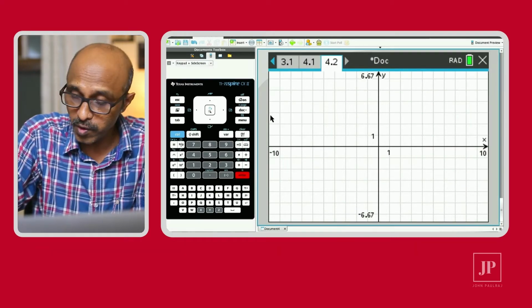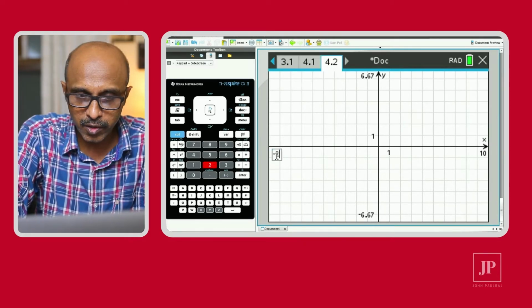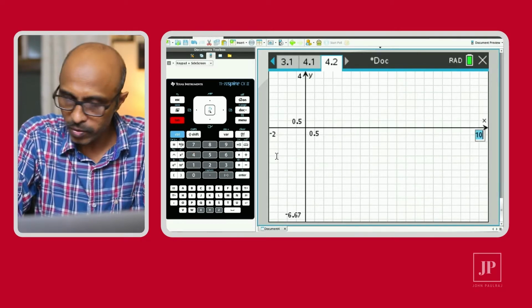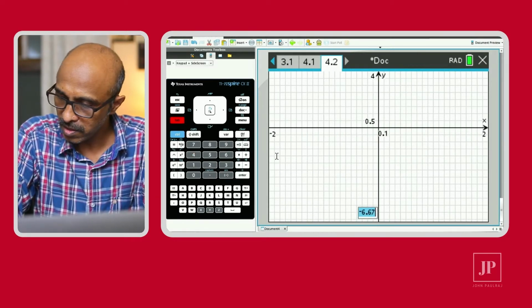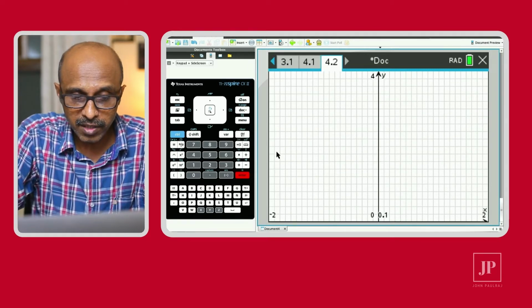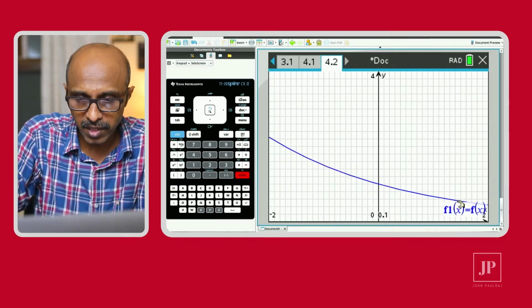You can first go and change the settings. That's a good habit. So I'm going to make it -2, 4, 2, and 0. Okay. Now, let's draft the function, tab f of x. That grasps the function. There you go.